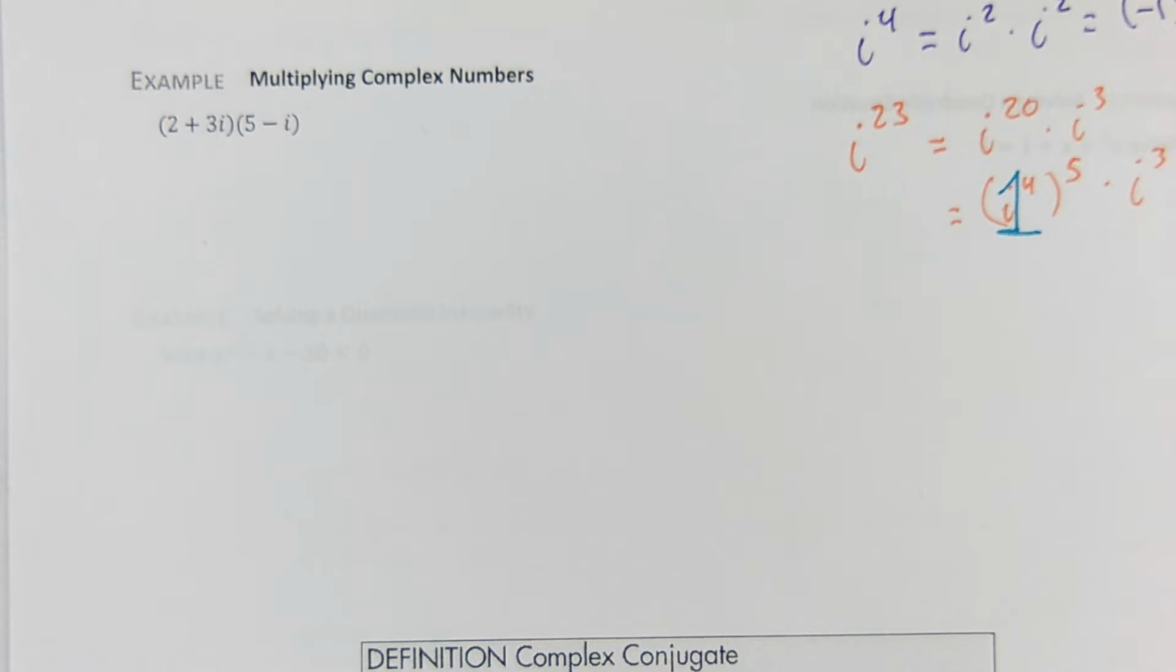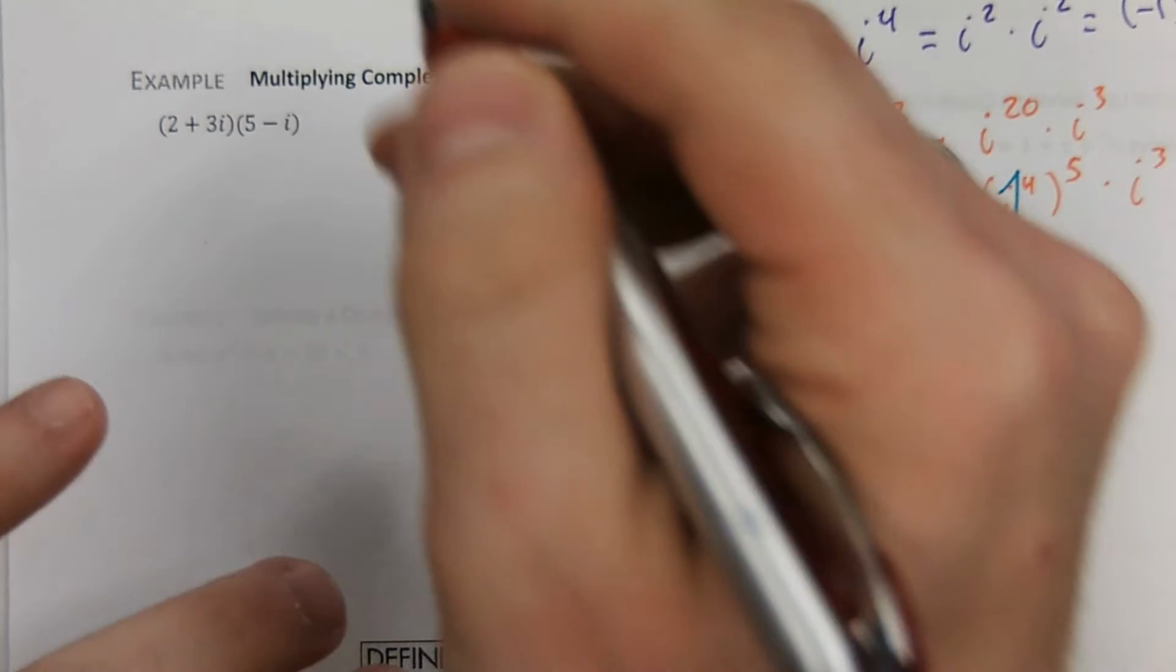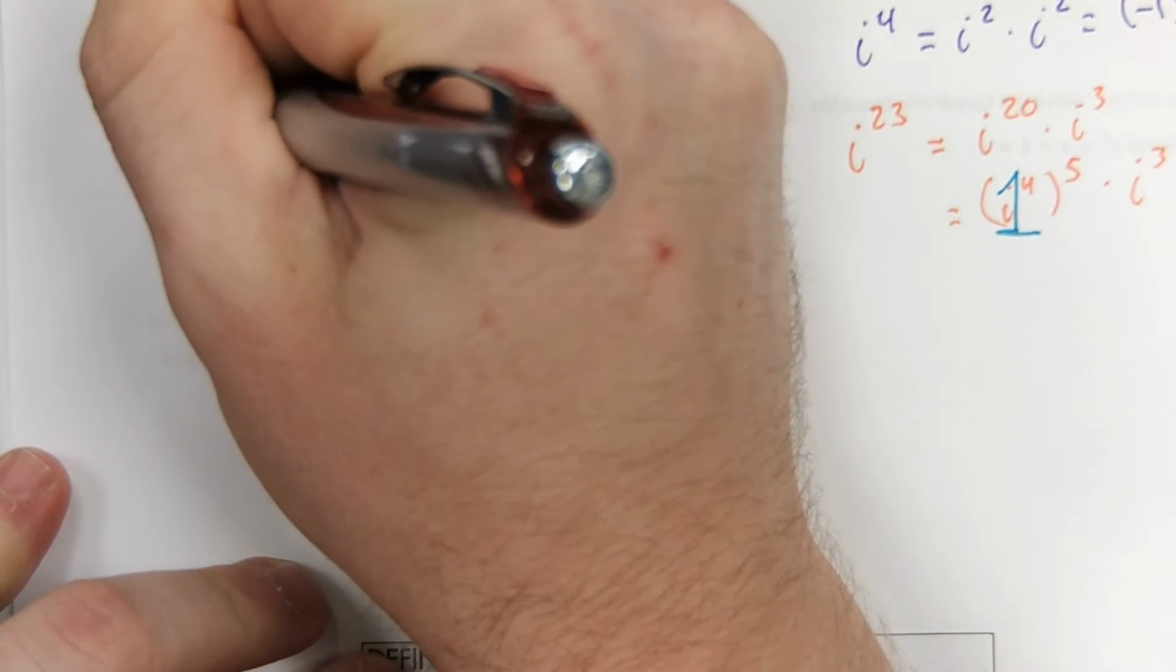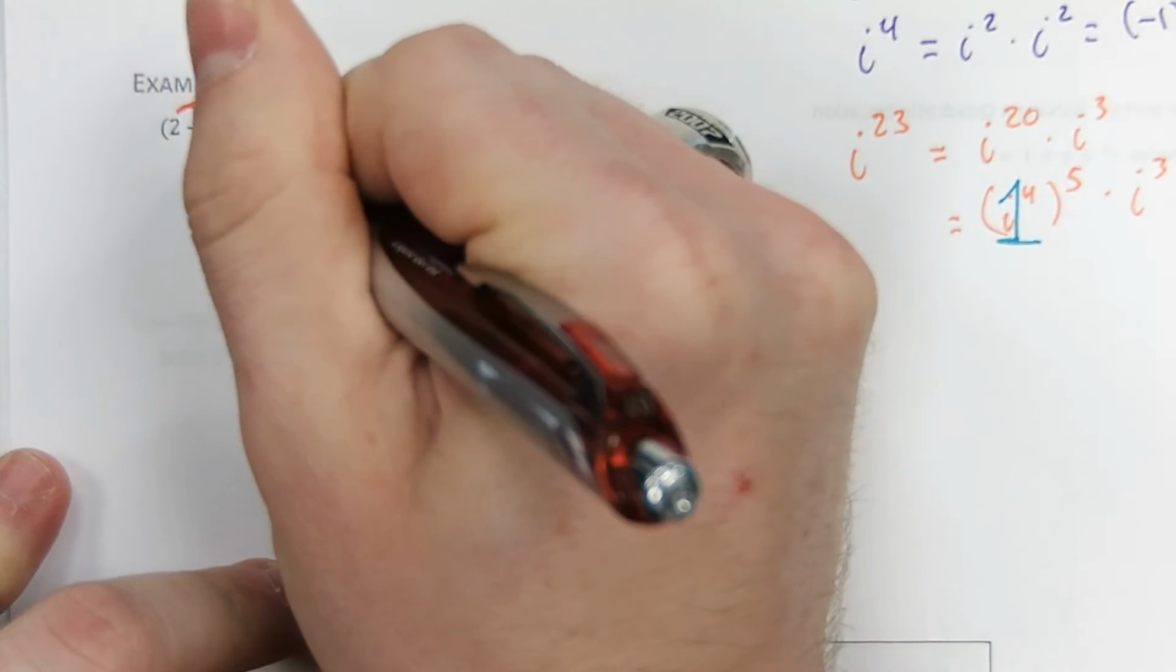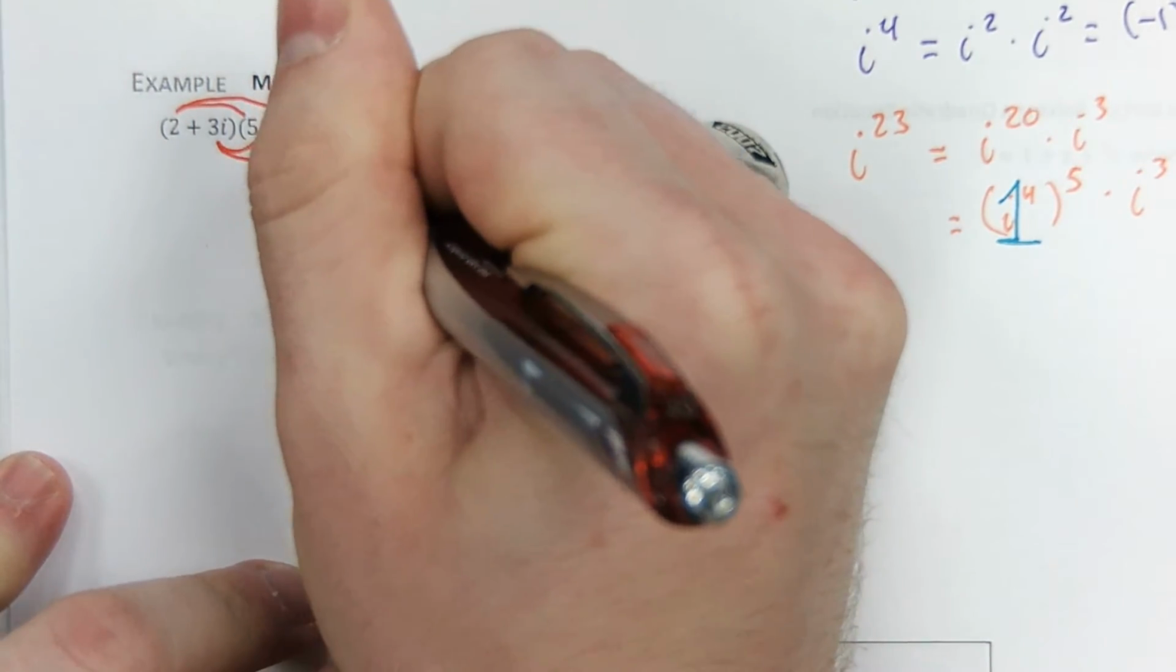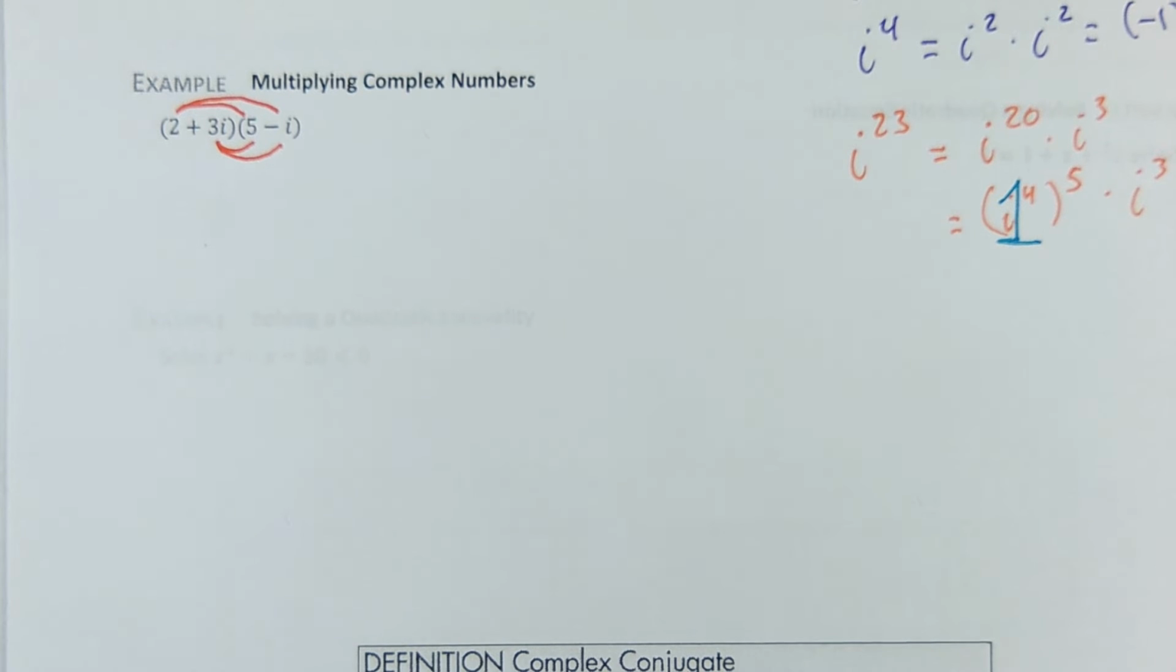FOIL is an acronym. It's not an operation. It's technically just multiplication, but this is a binomial. So when you multiply two binomials, you will use the foiling process. I haven't used red yet. So we have 2 times 5, 2 times negative i. Then we have 3i times 5 and 3i times negative i. And because I drew it in red, it looks like a lobster claw.